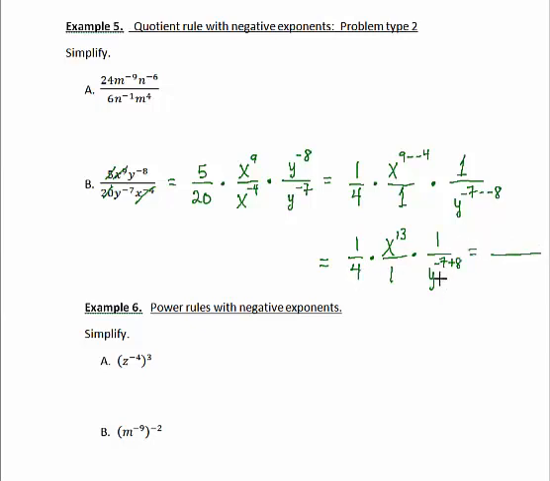The 4 and the y are going to stay on the bottom. The x is going to stay in the numerator. So in the end, we get an x to the 13th over 4 times a y. Negative 7 plus 8 is a positive 1, and so we can just write a y with no exponent. And here is our expression reduced to an expression with only positive exponents.